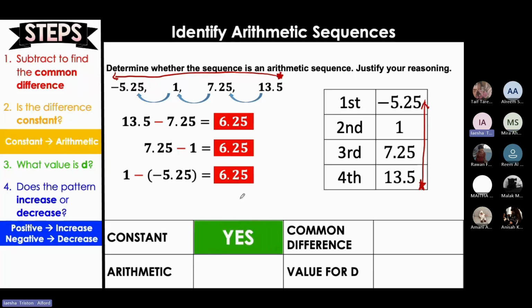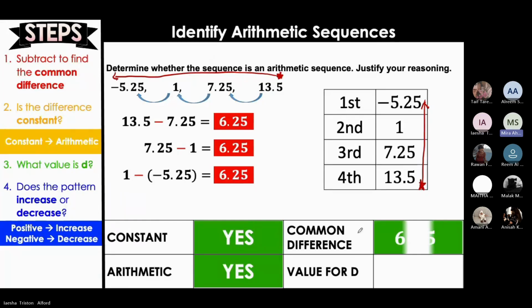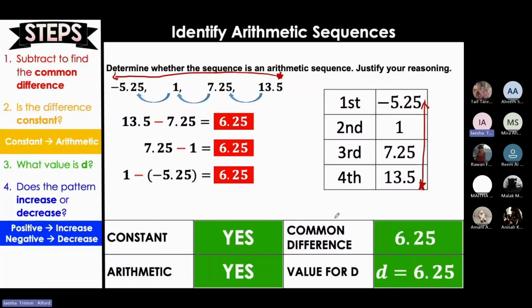Yes, it is constant. So, is it arithmetic? Yes. If you say yes for constant, you have to say yes for arithmetic. Constant means you're getting the same value. Then maybe they might ask you what is the common difference. 6.25, I think. And they might ask you what is D. Same number, 6.25.